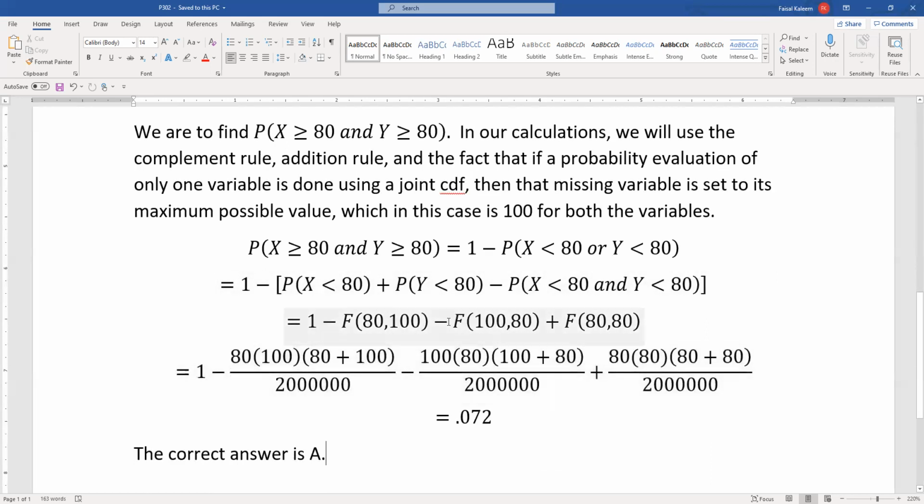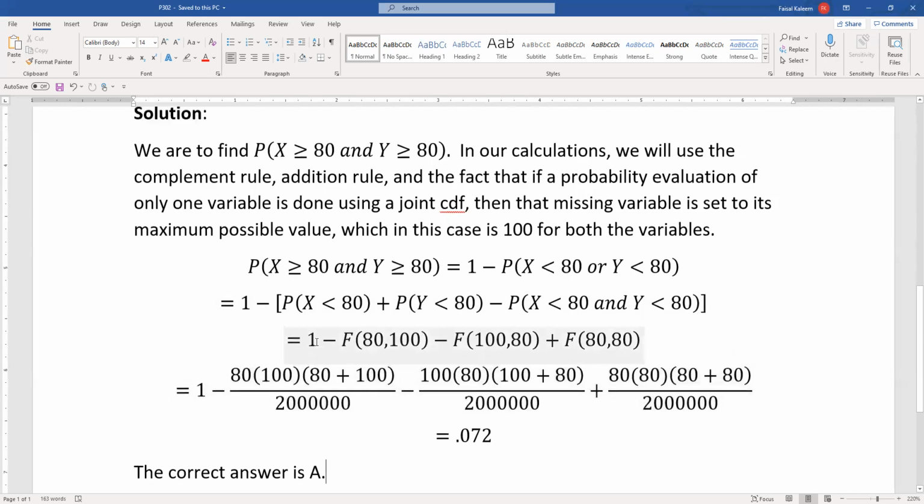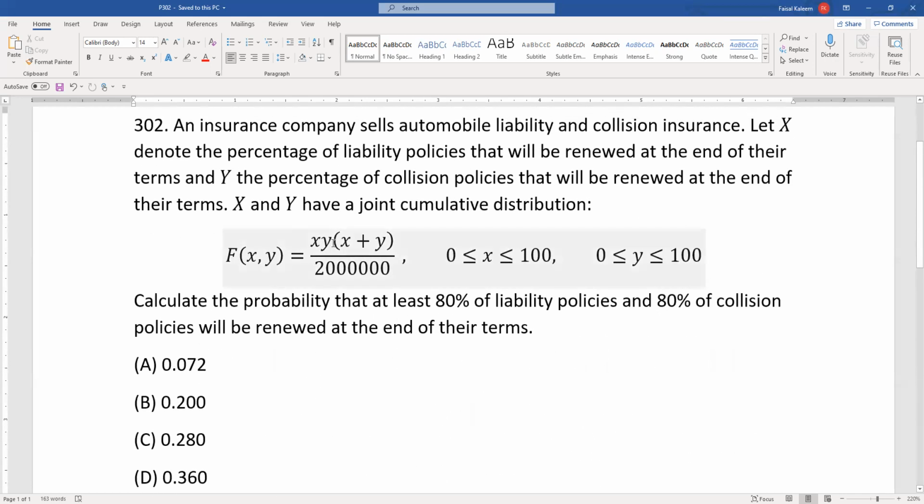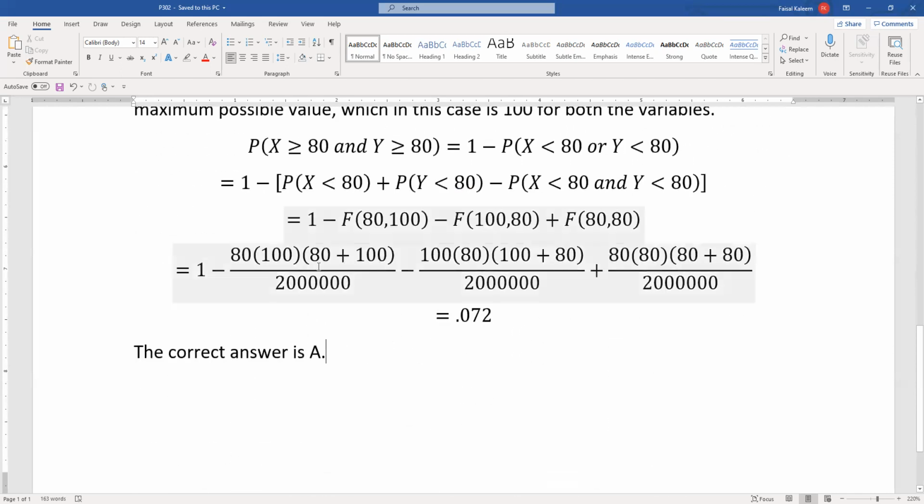And now we substitute the values. X is 80 and Y is 100 in this one. So if we substitute 80 for X and 100 for Y, you get that. And similarly here and here. And all this simplifies to 0.072. That's choice A.